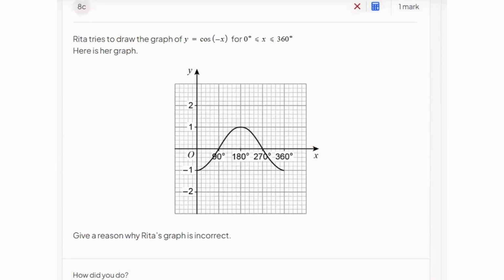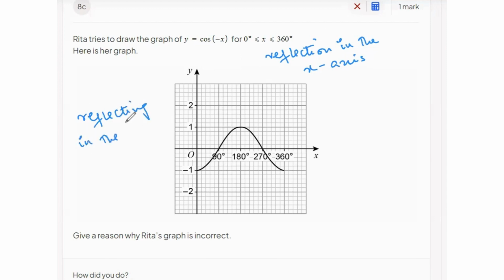In part C, it says Rita tries to draw the graph of y equals cos of negative x. Here is a graph. Give a reason why Rita's graph is incorrect. Rita's graph is incorrect because she has shown a reflection in the x-axis, which is completely wrong. When your x value is negative, that means you're reflecting in the y-axis, not the x-axis. X-axis reflection happens when it's y equals negative cos x. This is the graph for that.